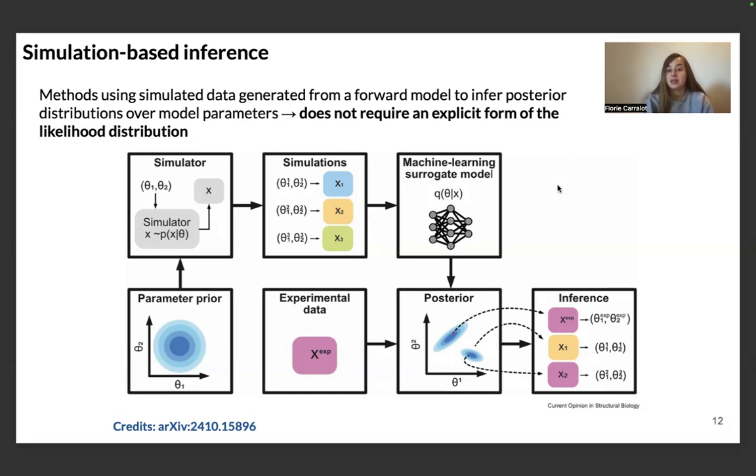And what you do then is to learn probability distributions that relate your data to your parameters, and especially you can learn the posterior distribution. What you want to do in reality at the end is that you have experimental data, an observation that comes from your experiment. And for this observation, you don't know the ground truth parameters. So you can evaluate the posterior at this specific experimental data and therefore infer the value of your parameters.